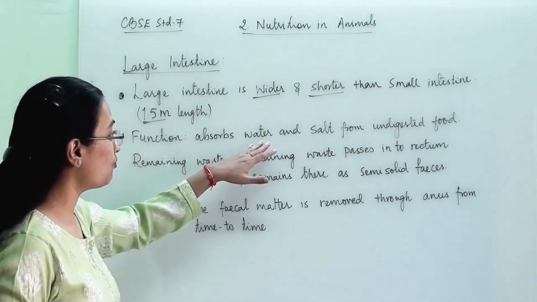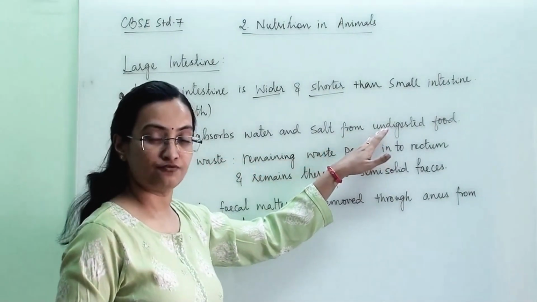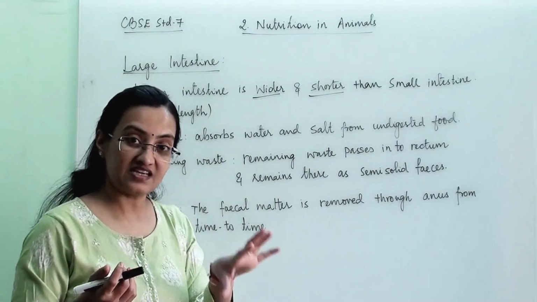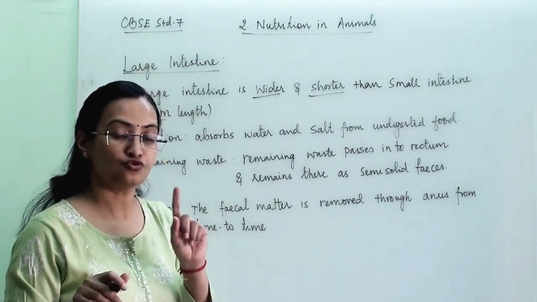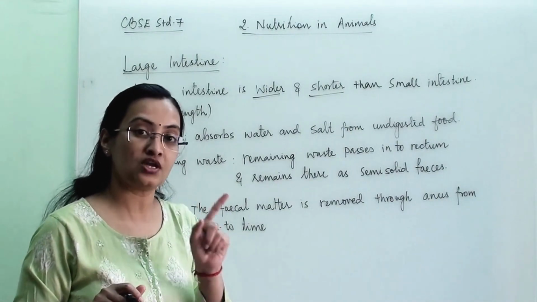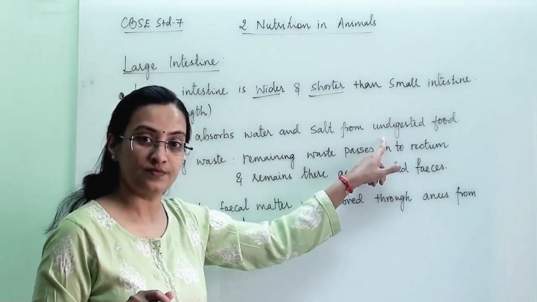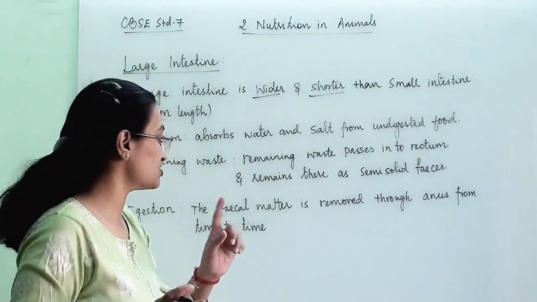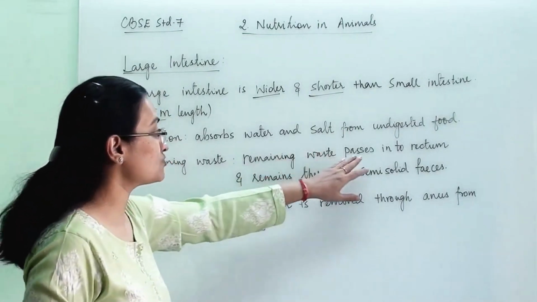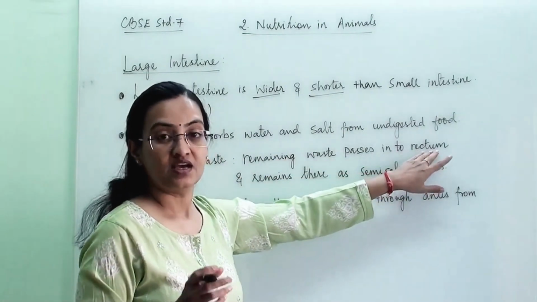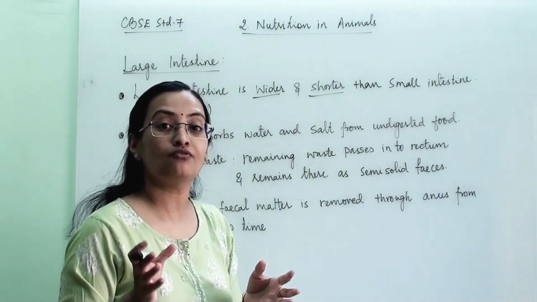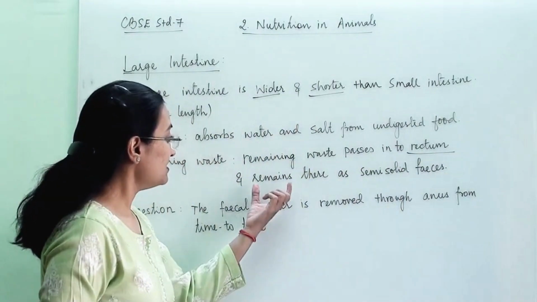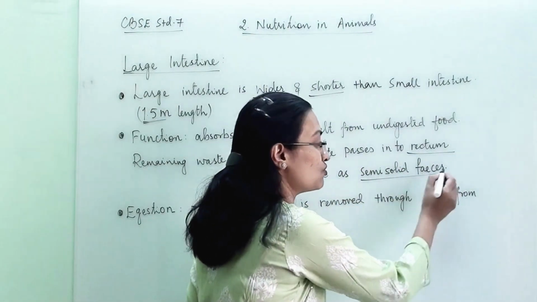It will absorb the water and salt from undigested food. There will be two types of food when the food comes to large intestine: digested food and undigested food. So large intestine will absorb water and salt from undigested food, and the waste will be generated from the digested and undigested food. That remaining waste will pass into rectum. Rectum is the later portion of large intestine. So this waste will pass to rectum and remains there as semi-solid feces.